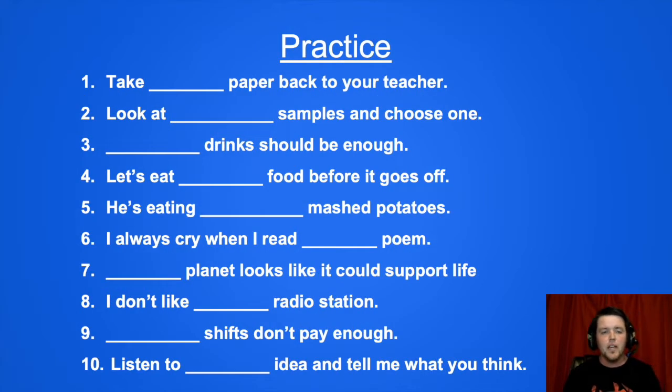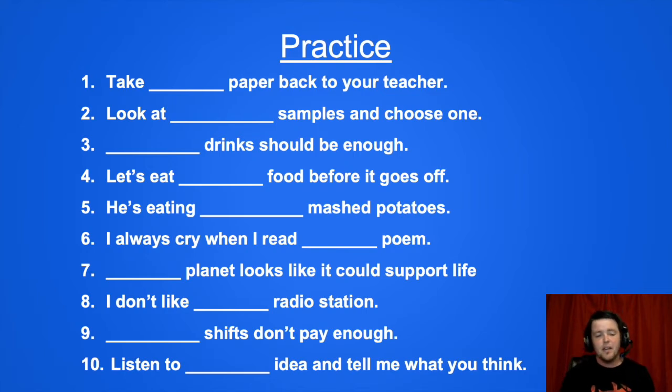All right, now take a look at this practice here. Go ahead and pause the video. It's very difficult to create practice for this unless there's context. We just don't have context in these single sentences. So focus on the singular or plural idea, if it should be singular or plural.